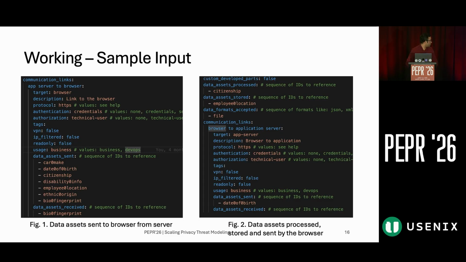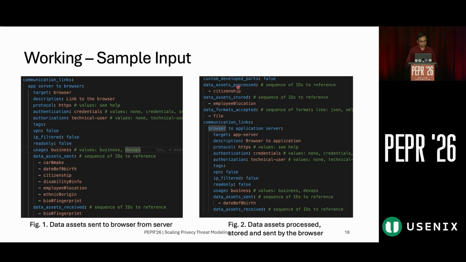So here I have a working example. I'm not sure if everyone is able to see, but I just took a short example wherein you have 2 assets, app server and browser. Here we have the app server and browser, and a communication link going from the app server to the browser, and we have around 6 data assets that are being sent. For example: car make, date of birth, citizenship, disability info, employee location, ethnic origin, and biofingerprint. So these are being sent to a browser.